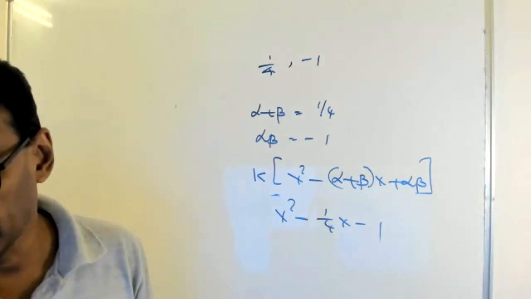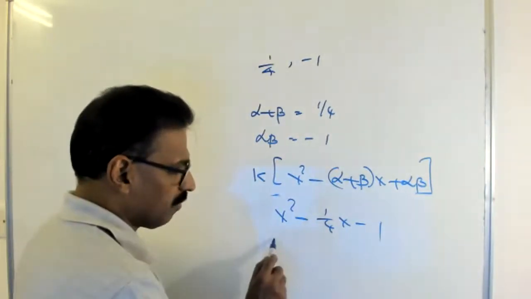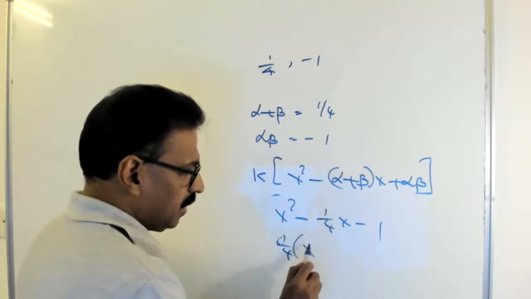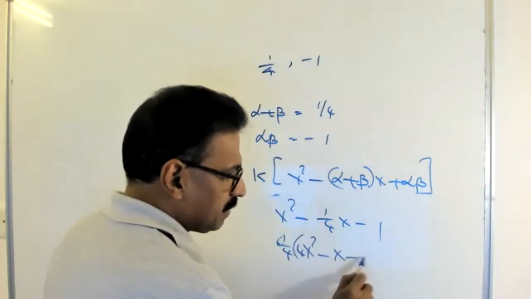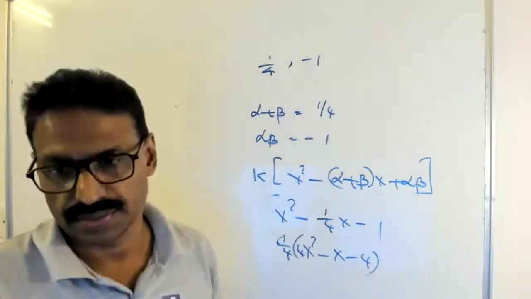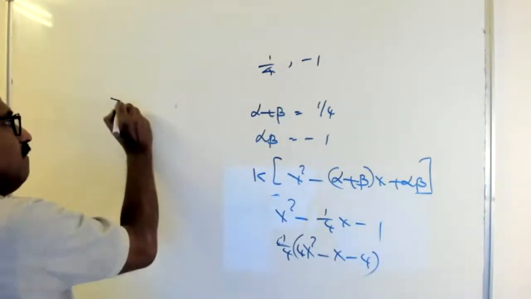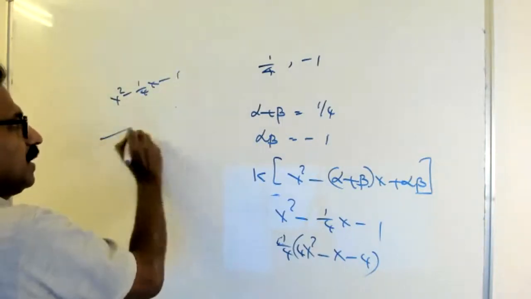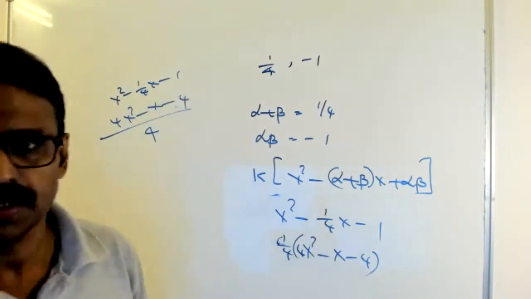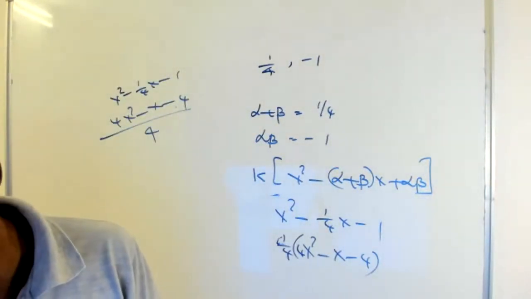Yes, sir. Okay. So in case you are writing this way, if you multiply by 4, 1 by 4 into 4x square minus x minus 4 is also correct, because you are taking the LCM. That also is no problem. Taking the LCM 4, 4x square minus x minus 4, there is no issue. You can write that way also. Is it okay? Clear? Advait Krishna, is it okay?